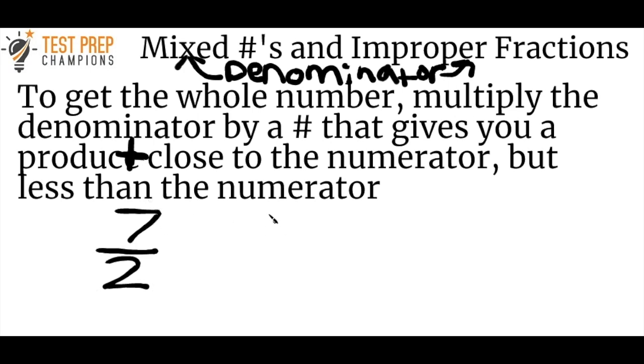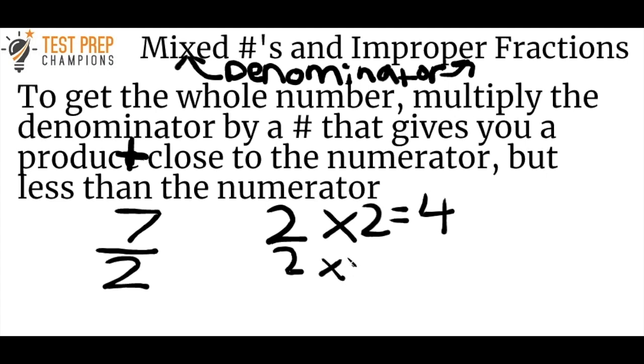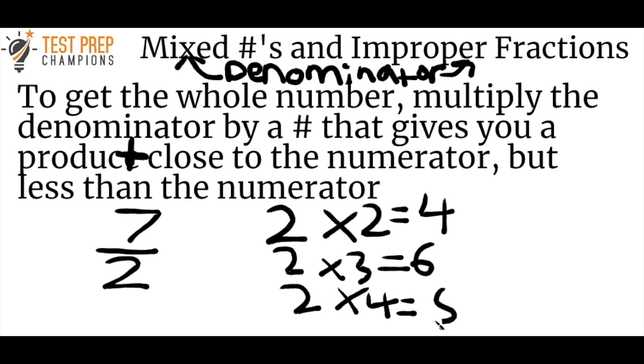So we want to take our 2, and we want to multiply it by something that is going to give us a product that's close to 7, but it's got to be less than 7. So let's just look at some 2 times tables here. So 2 times 2 is 4, and 2 times 3 is 6, and 2 times 4 is 8. So these are just some times tables here.